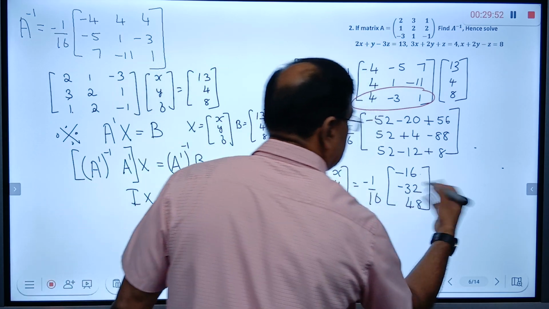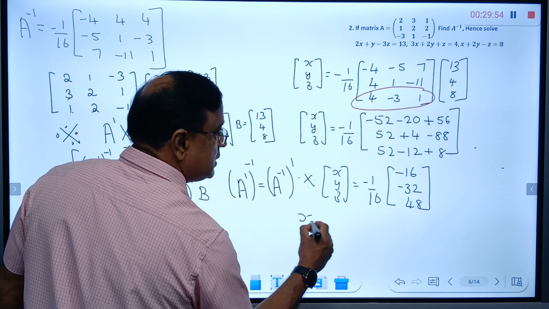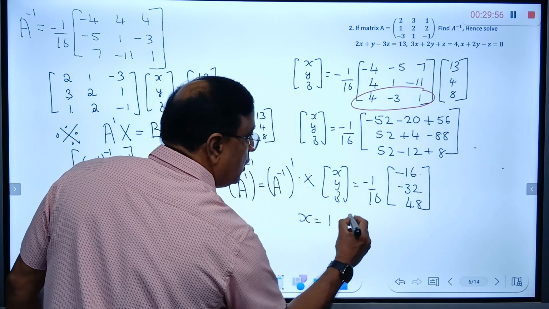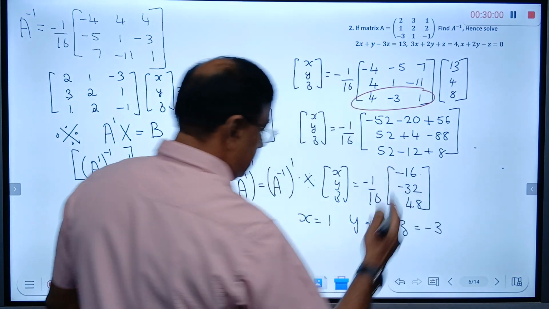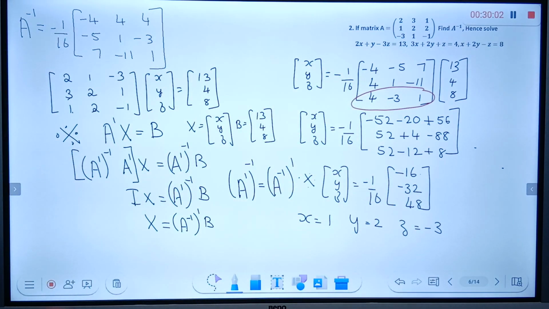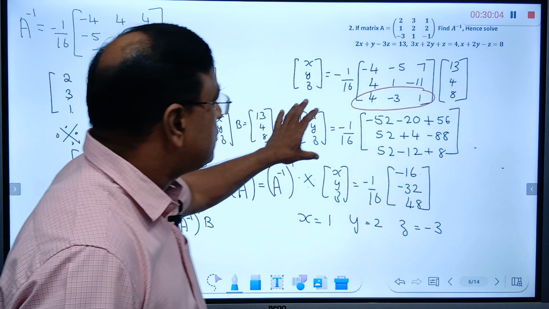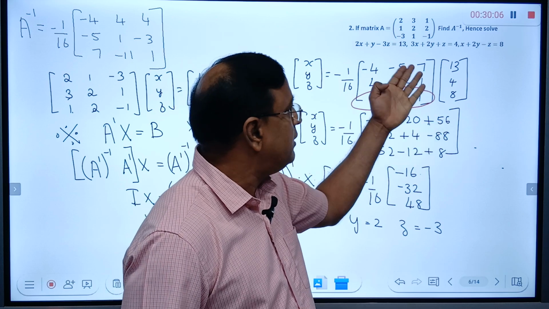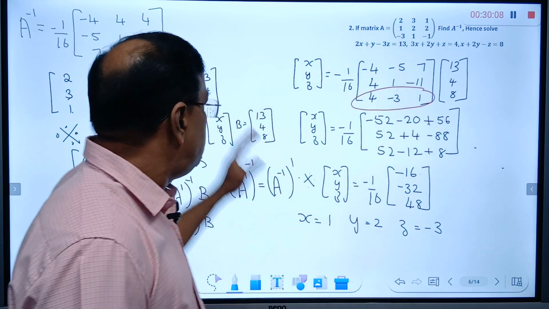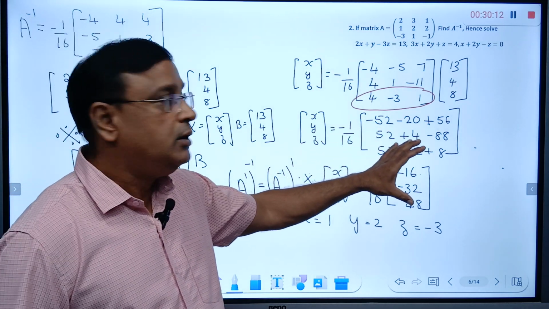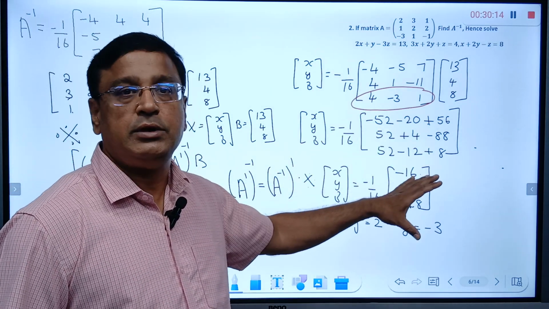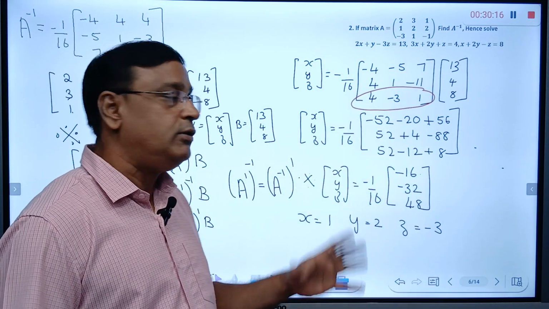I'm just avoiding wastage of time. So x is equal to 1, y equal to 2, z equal to minus 3. Okay, so the calculation, of course, 7 into 8 is 56. I wrote it as 28. I don't know why, but just take care of this. Okay, multiplication. When you are doing these problems, you have to be very careful with your calculation. Anyone can make mistakes, so be careful about it.